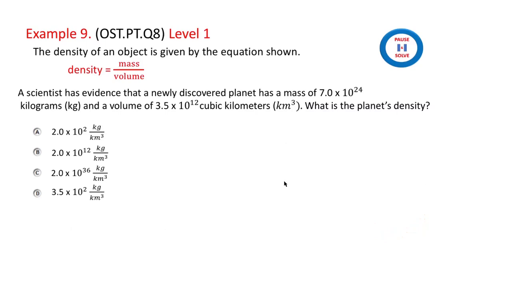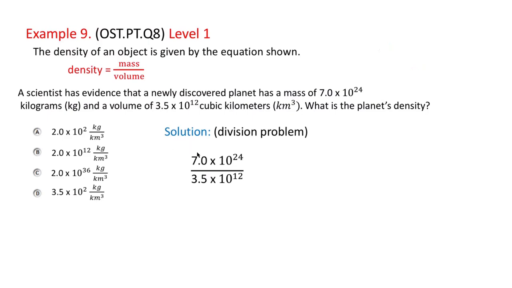Question number 9. This is a very interesting question. The density of an object is given by the equation. The density is the mass divided by the volume. A scientist has evidence that a newly discovered planet has a mass of 7.0 times 10 to the power 24 kilograms, and a volume of 3.5 times 10 to the power 12 cubic kilometers. What is the planet's density? I mean, this is a division question.